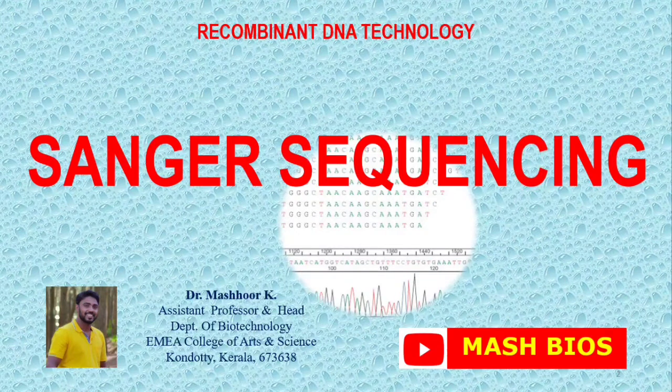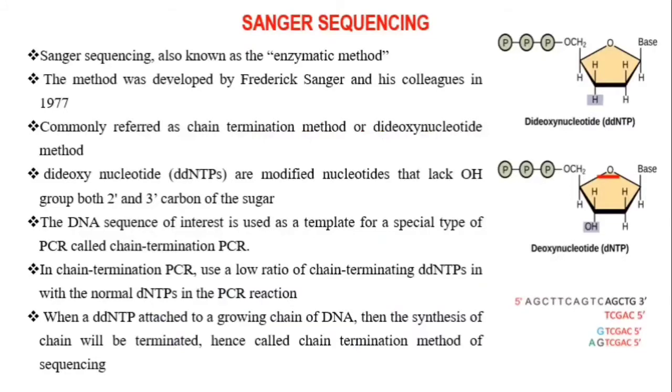Now we can see Sanger's method of sequencing. This Sanger sequencing is also known as the enzymatic method of sequencing, and this method was developed by Frederick Sanger and his colleagues in 1977.